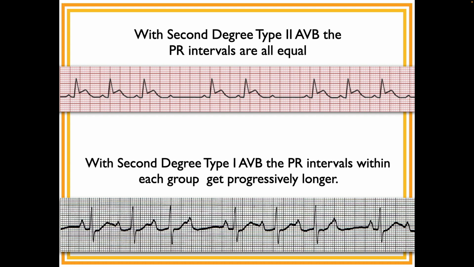With second degree, now this one looks kind of similar to this one. The conduction ratios aren't exactly the same, but it looks really similar. And if I say to you the top one, in fact I did because we had this one, and I said, well, why wasn't this a second degree type 1? And the answer is because the PR intervals don't vary. Why isn't this a second degree type 2? It's because the PR intervals do vary. They get progressively longer.